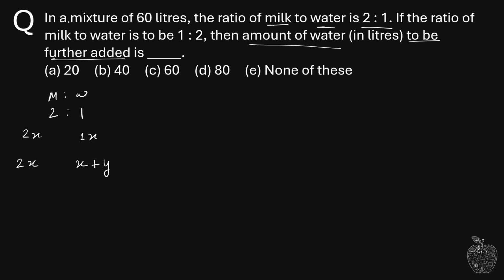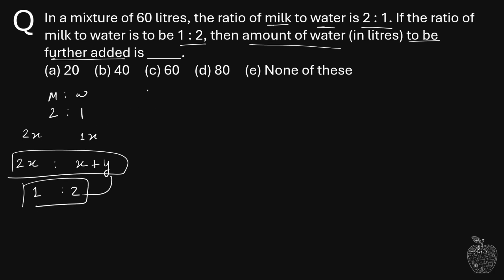And after doing so, the ratio of milk to water is to be 1:2. So after adding the water, the ratio will be 1:2. That means this ratio is the same as this ratio, right? So I can write it as 2x over x plus y is equal to 1 by 2, right? Let's take this 2 to the left hand side. So we get 4x is equal to x plus y, or I can say that y is equal to 4x minus x, 3x.